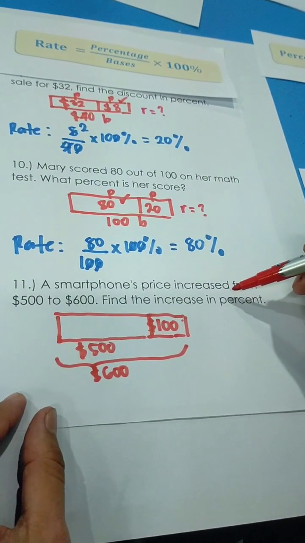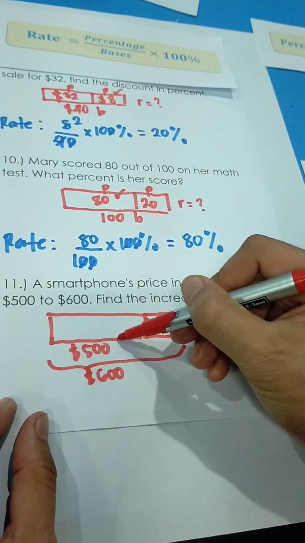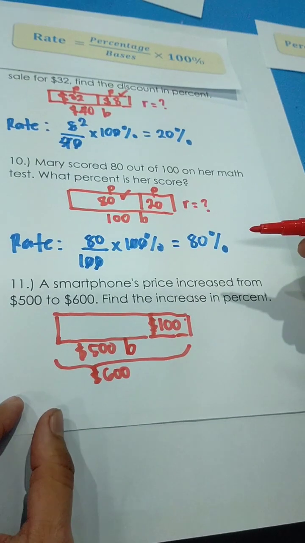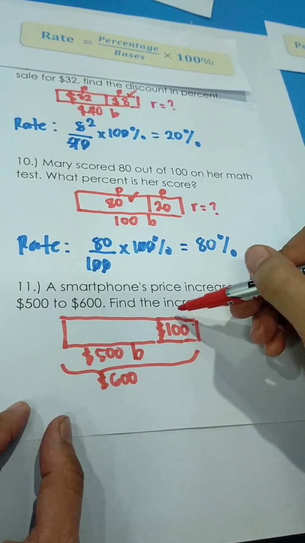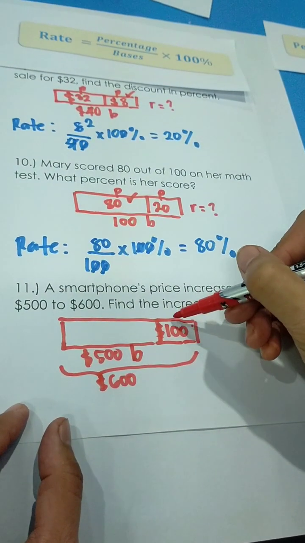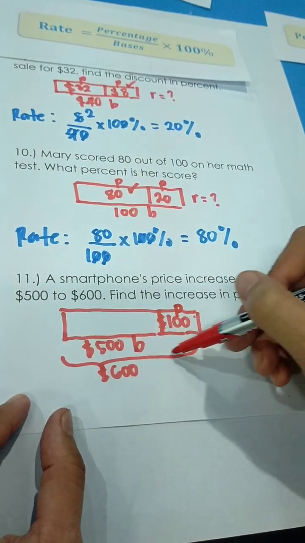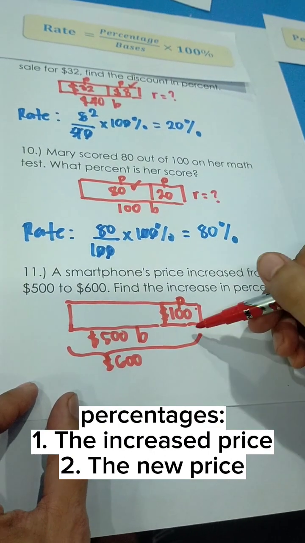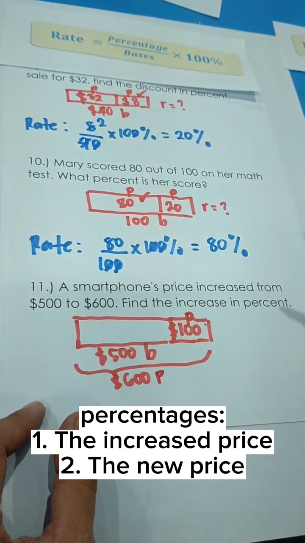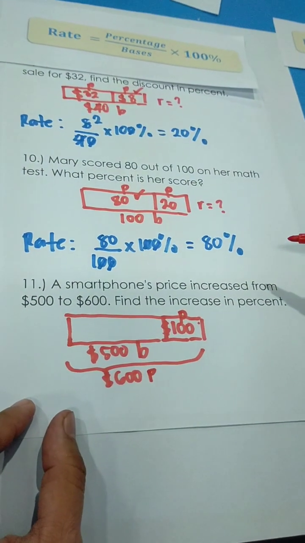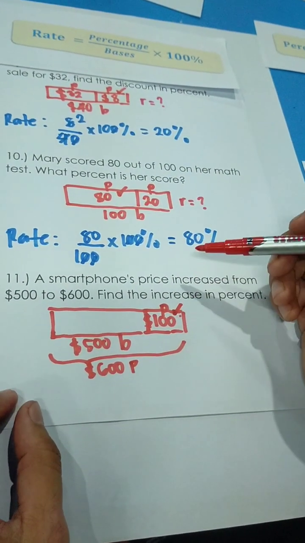Find the increase in percent. Now, our base is 500 and the increase is 100. So we have two percentages here, the increase and the increased price. In this problem, we're looking for the increase in percent, this one.